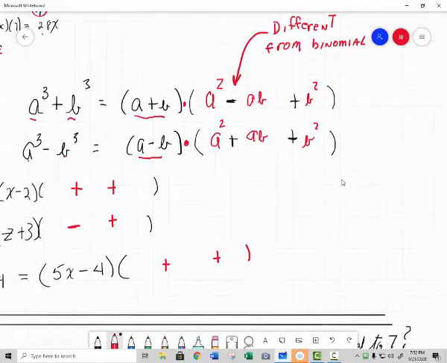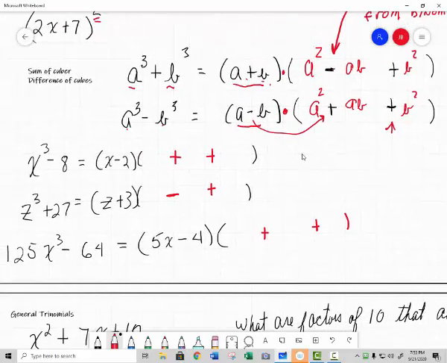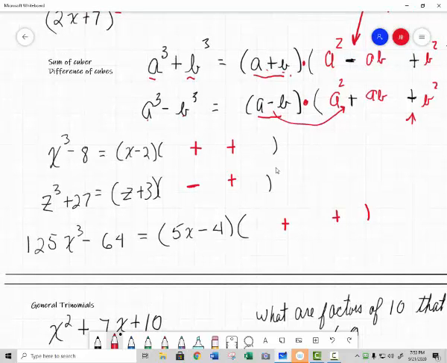First of all, that first sign will be different from this one. If it says plus, this one's going to be minus. If this says minus, this one's going to be plus. That's the only thing you have to worry about. The last term is always going to be positive. It is a squared, ab, and b squared. Pretty straightforward.